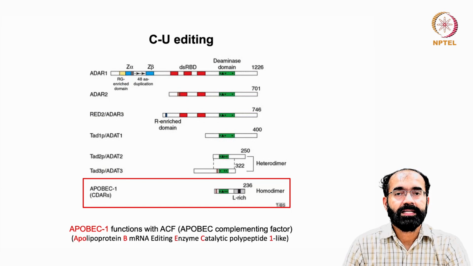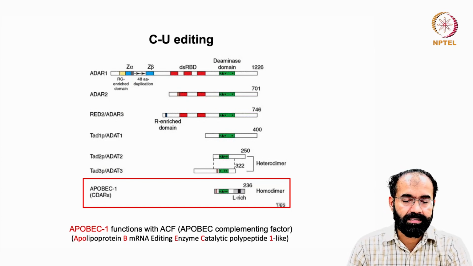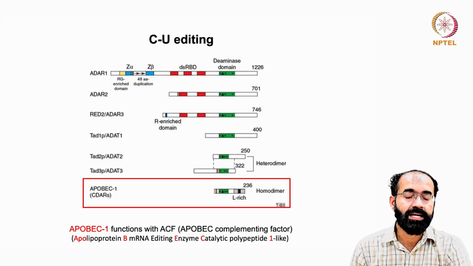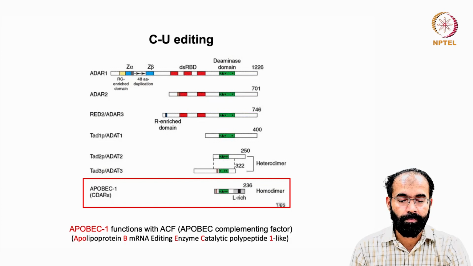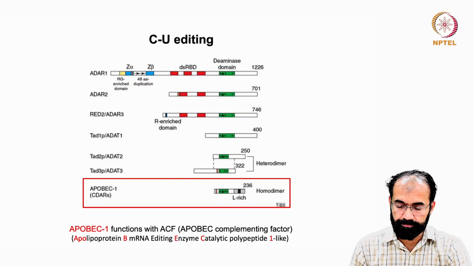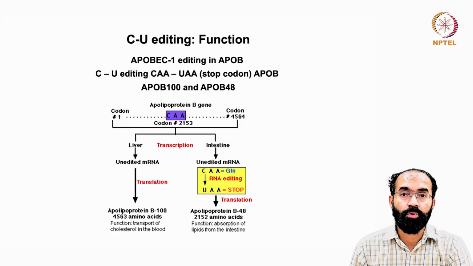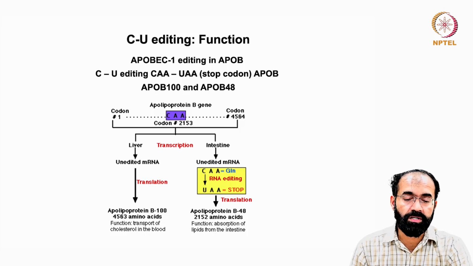So APOBEC is an RNA editing enzyme, and like I told you earlier, some RNA editing molecules will not have an RNA recognition domain, they have the deaminase domain. So they will always collaborate with another protein which has the RNA recognizing capacity. APOBEC is one of them, and you see the example ACF here. How does it function? What is the significance of C-U editing? APOBEC1 editing in ApoB. Let us see how it is happening. C-U editing is what is happening, and which codon is it editing? CAA is now changing into UAA.